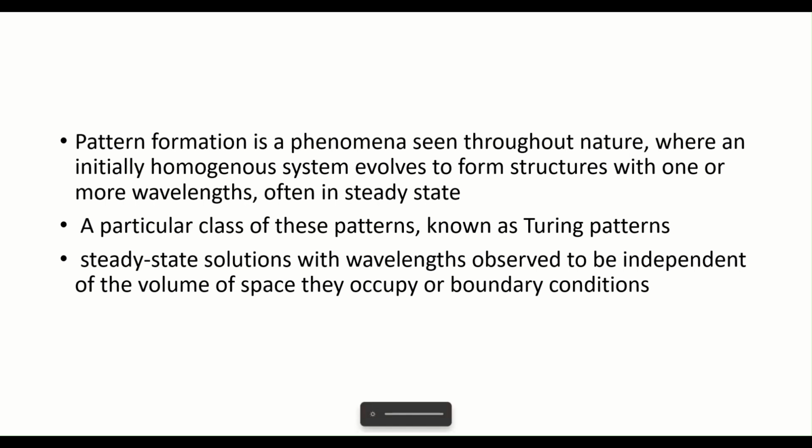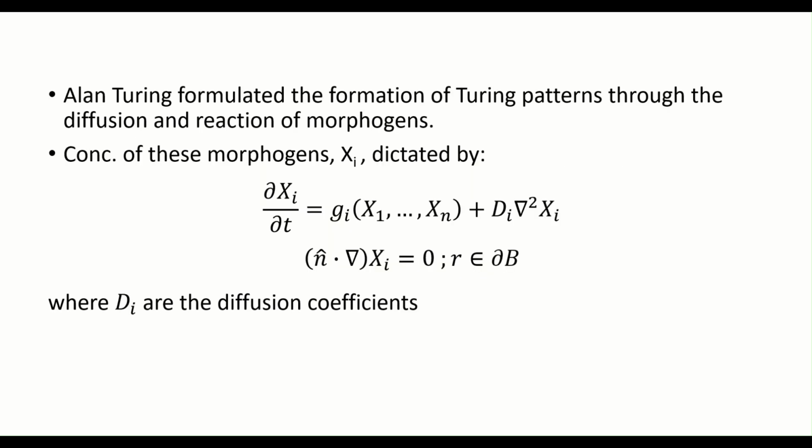Not all general patterns are Turing patterns, though. Turing patterns are in fact a particular class of patterns. The steady state solutions that are observed under these wavelengths are independent of the volume of space they occupy or the boundary conditions. But there is one boundary condition: if the given volume has the boundary B, then the morphogen concentration cannot increase or decrease due to the morphogen going outside of the system, nor coming from outside to inside. That is, the flux across the boundary has to be zero.